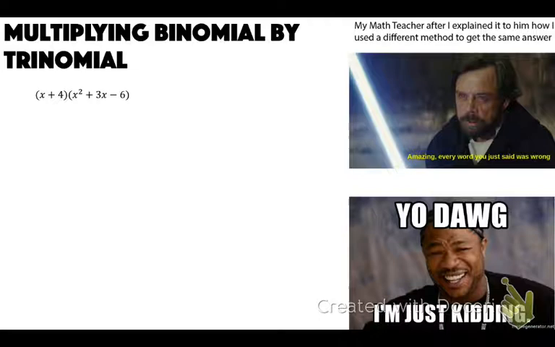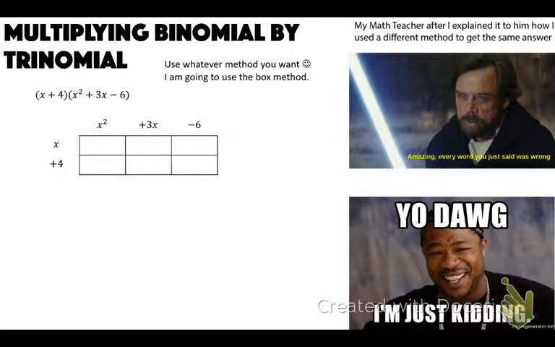I don't care how you do this. So you could use distribution or you could use the box method. Whatever you do, as long as you get to the same answer, it's fine. Okay, I am going to use the box method. So if we're multiplying a binomial by a trinomial, so that's a 2 by 3. And then we're just finding areas. So this is a lot like what you do in biology when you're finding dominant and recessive genes. You can just multiply them.